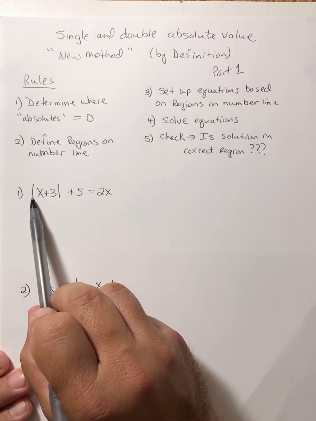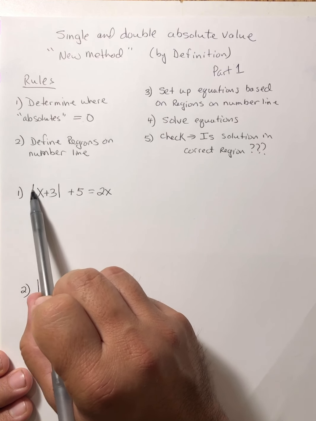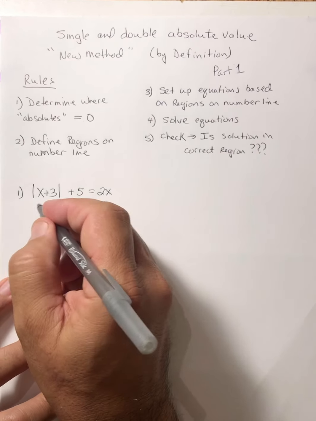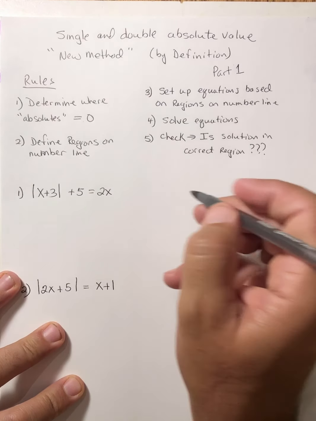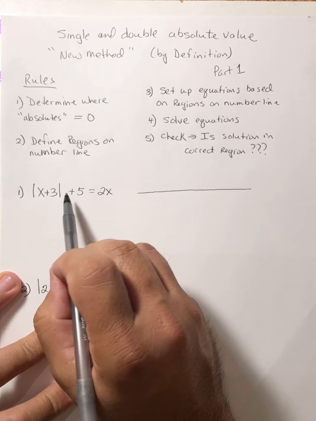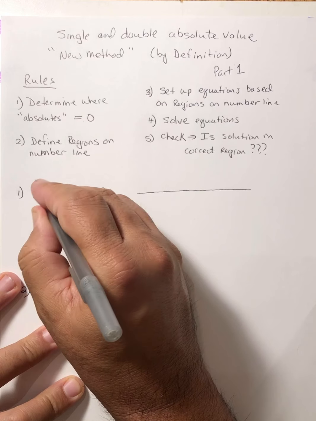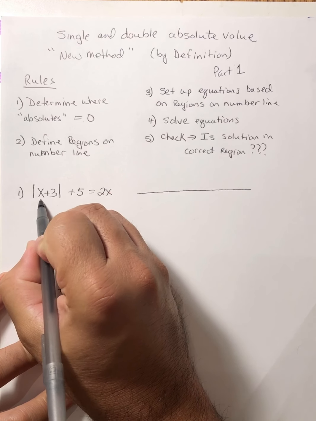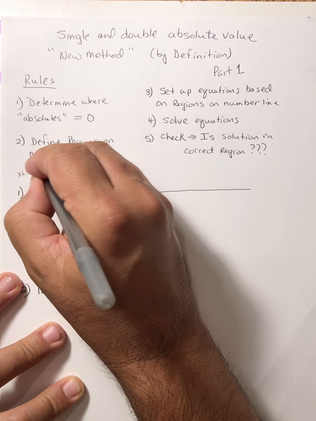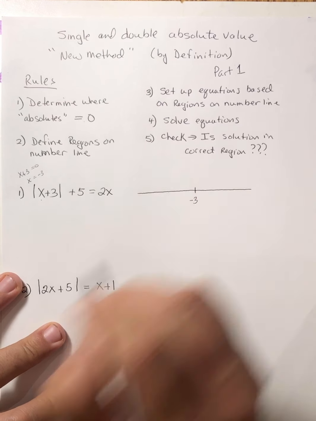What does that mean? So when I look at this equation right here, number one, where does this part right here equal zero? Okay? So I'm going to set my number line up. I'll do it over here. This absolute value is equal to 0 when x equals -3. And if you're not sure, x plus 3 equal to 0, x equals -3. So that means -3 is our dividing line.